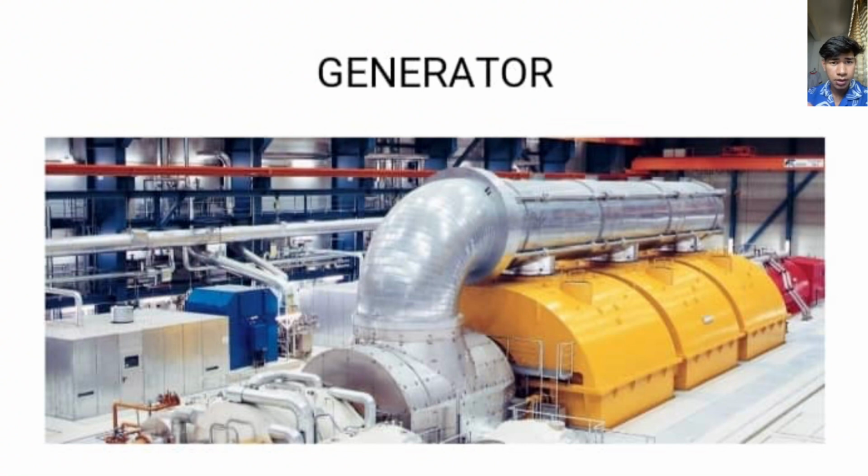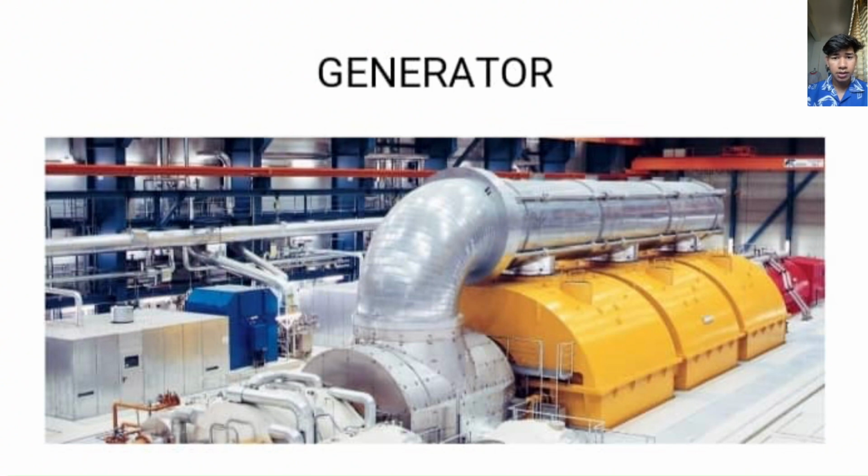The second point is turbine rotation. The turbine connected to the generator rotates as a result of the high pressure steam flow. This rotational motion is a manifestation of converted thermal energy. Third, electromagnetic induction. The rotating turbine spins the rotor within the generator. This motion induces a changing magnetic field, according to Faraday's law of electromagnetic induction.